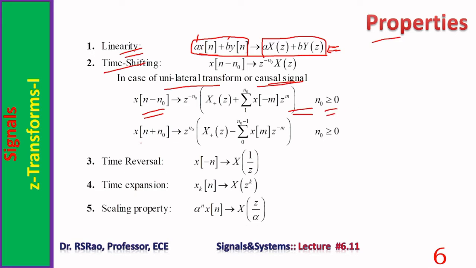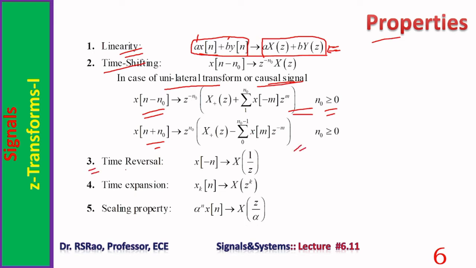Another part of the time shifting property is x of n plus n naught. Its transform can be found as z power n naught X plus of z minus sigma m equals 0 to n naught minus 1 x of n z power minus m.